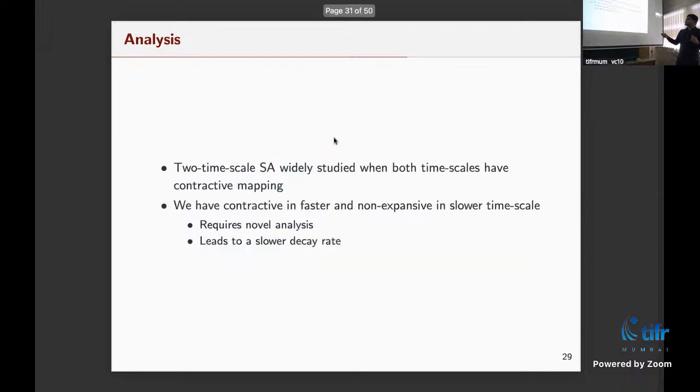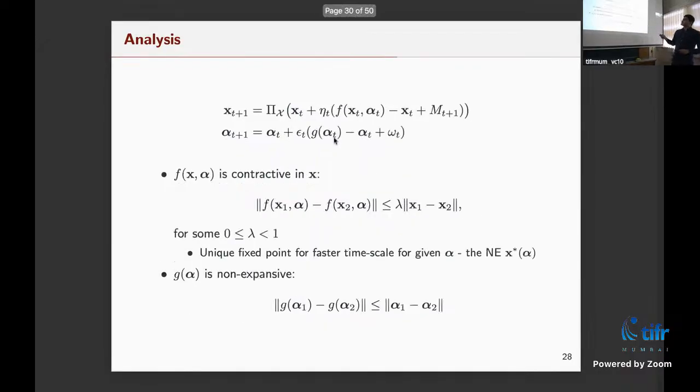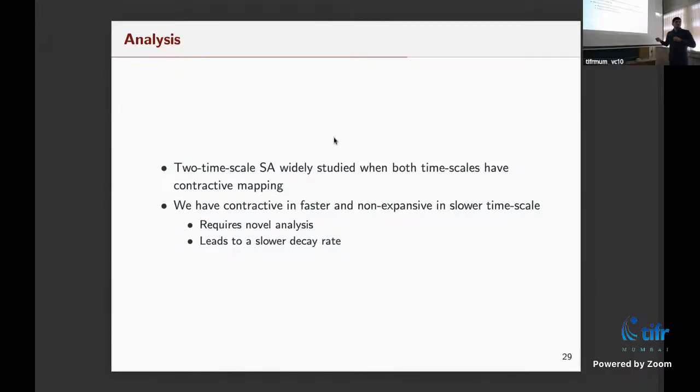Why is this disappointing? Sorry, what is g? g was the fixed point mapping that I made for the slow time scale. So why is this disappointing? Two-time scale iterations, in general, iterations in stochastic approximation have been widely studied under the contractive assumption because they show up in reinforcement learning in a lot of places. But two-time scale with contractive in the faster and non-expansive in the slower had not been studied before. So that requires some novel analysis which combines the analysis for two-time scale iterations and the analysis for stochastic fixed point iterations with non-expansive mappings. But this is all the analysis part. The main thing is that it leads to a slower decay rate.